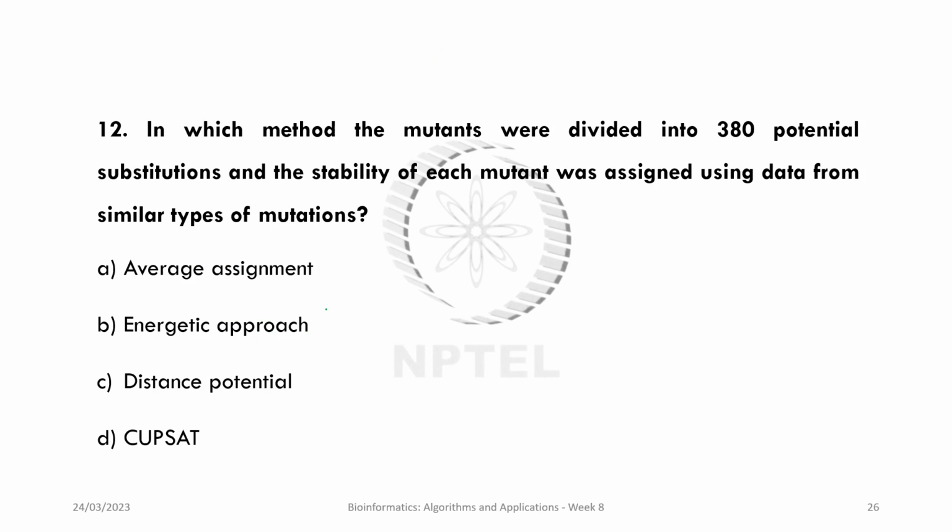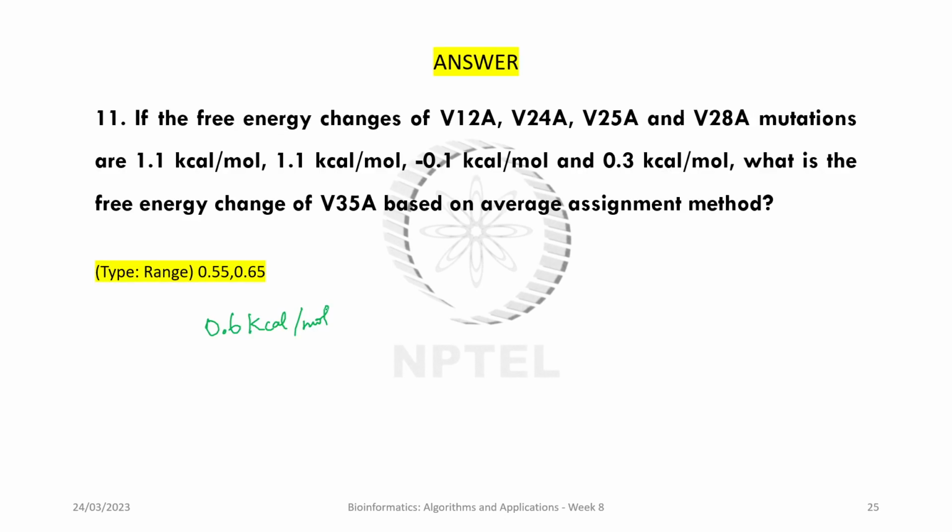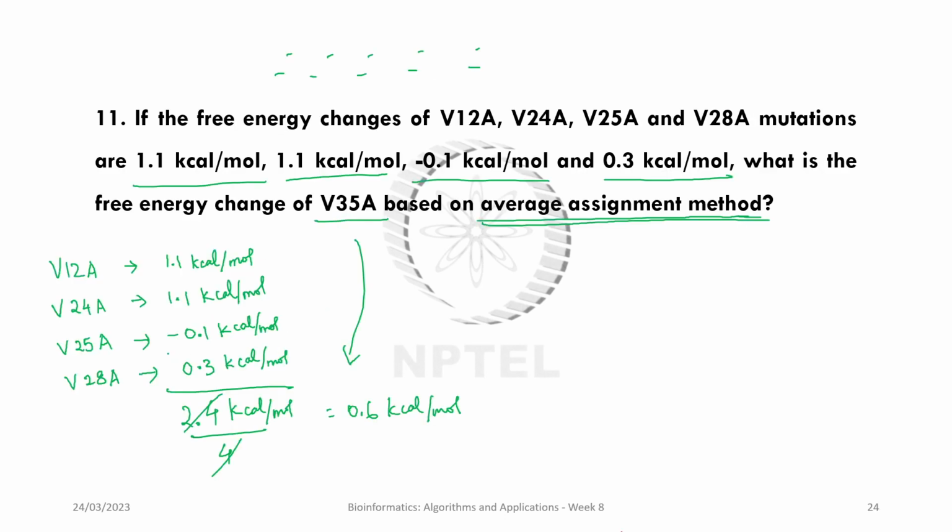question 12. In which method the mutants were divided into 380 potential substitutions and the stability of each. Devangana, there's a minus here. Okay, so 1.1, 1.1 will be 2.2 plus 0.3 would be 2.5 minus 0.1 will be 2.4. Yeah.